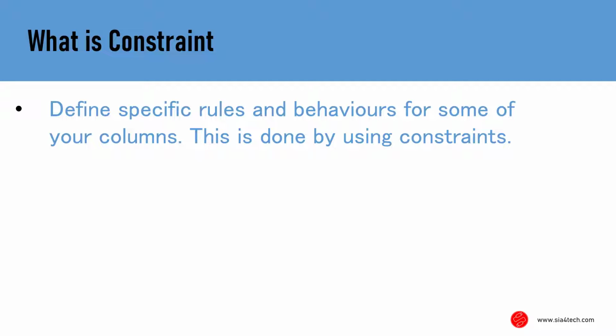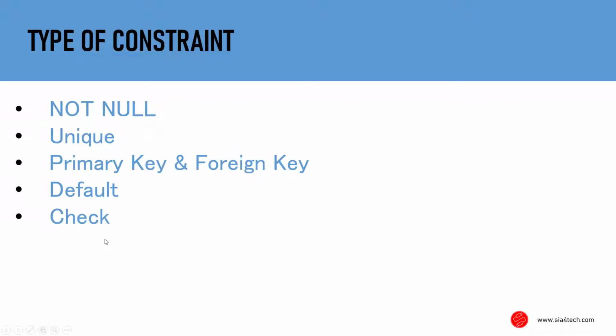By using constraints, you are specifying rules and behaviors for the column you are applying the constraint to. So let's see how many types of constraints we have. We have not null, unique, primary key, foreign key, default, and check. We will go one by one through how to use these constraints and the benefits of using them.